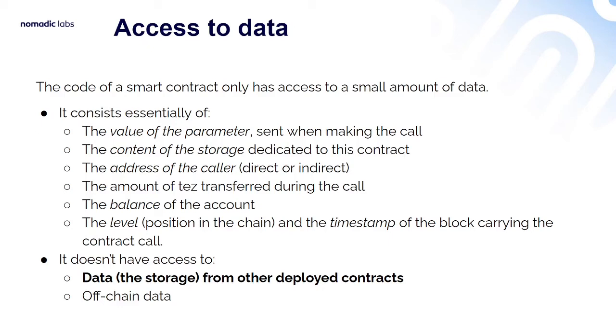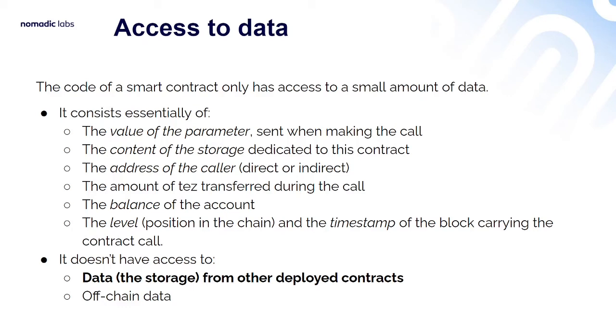It's important to keep in mind that the code of a smart contract only has access to a small amount of data. It doesn't have access to the whole blockchain. That amount of data essentially consists of the value of the parameter that was sent when we made the call to the contract, the content of the storage that is dedicated to this contract, the address of the caller, which can be the direct caller or an indirect caller, and the amount of Tez that is being transferred during the call to the contract.